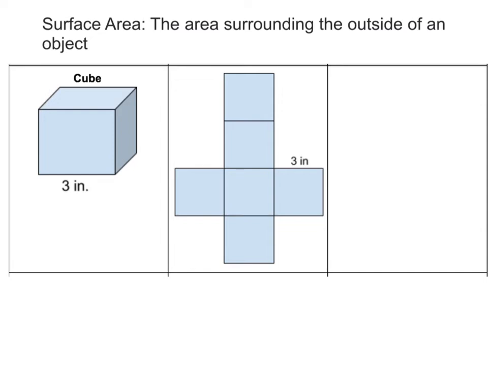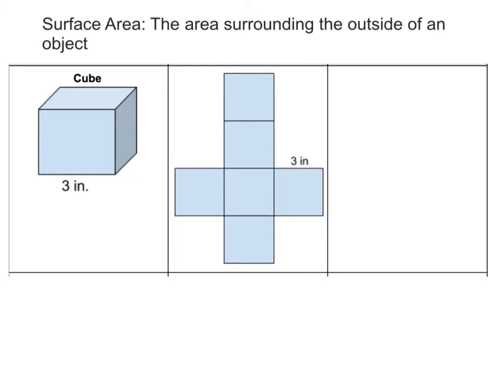Hey everyone, tonight we're going to talk about how to find the surface area of a three-dimensional object. The surface area is the area surrounding the outside of an object. So what you'll want to do is add up the area of each face of an object or of a three-dimensional shape. So we'll start with a cube because that is the simplest form of a three-dimensional object, and we'll get a little bit more complicated from there.